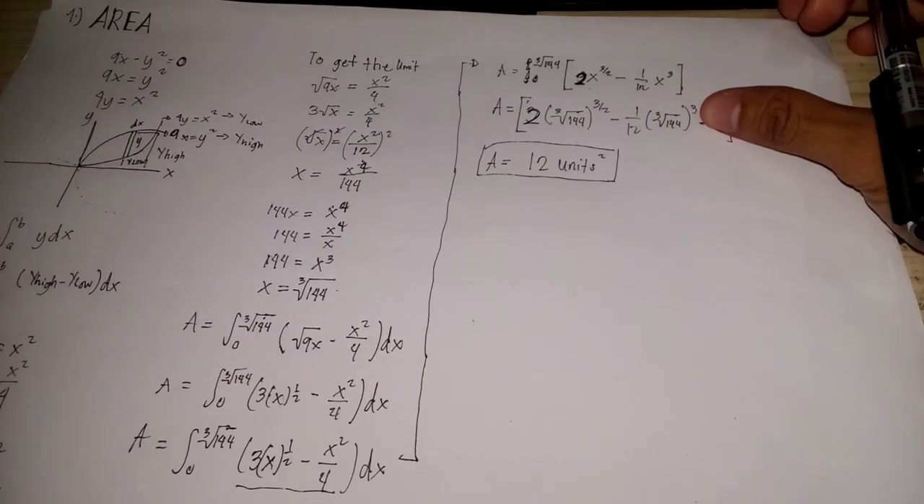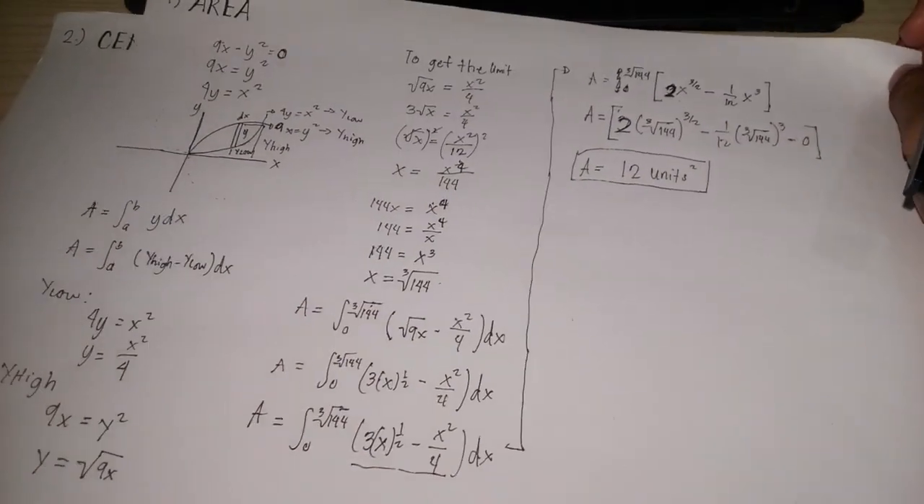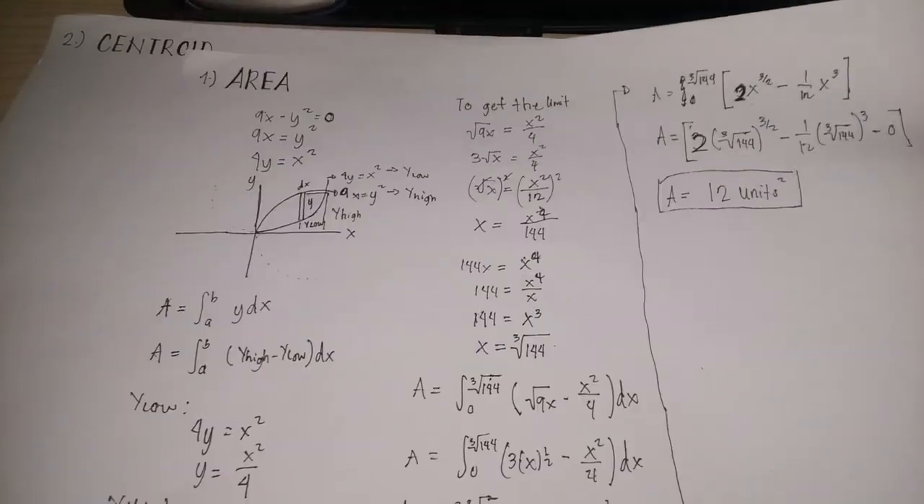Now moving on to our next thing to solve, we have to solve the centroid bounded by the curve. So now we are on the centroid. Our problem here will be still the same, which is the given parabola, 9x is equal to y squared, 4y is equal to x squared. That's still our problem.